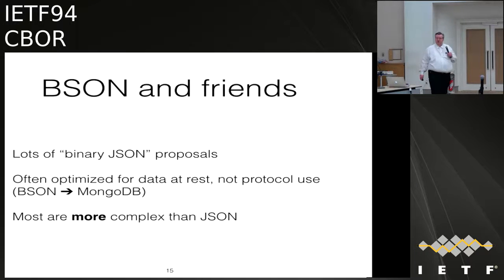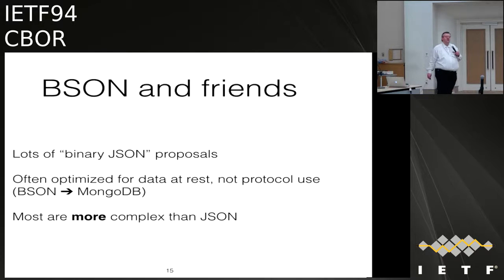And again, there are like 20 of them around now. And interestingly, most of them are actually more complex to implement than JSON. You would expect when you go to binary, it's much easier to convert between the binary interchange format and the binary representation within the computer, but that's not the case. These formats are often complex.